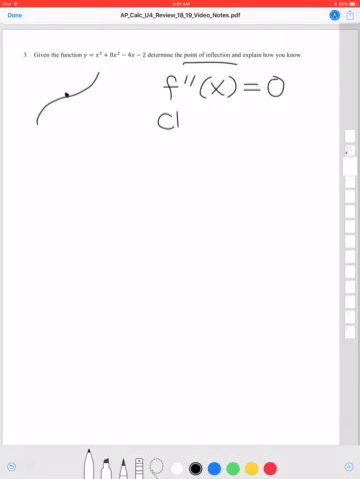And we want to know two things: if the second derivative is equal to 0, and if it changes sign on either side. So it's not enough to just say, oh, it equals 0, because that doesn't necessarily mean that it changes concavity. You have to check on either side of it.